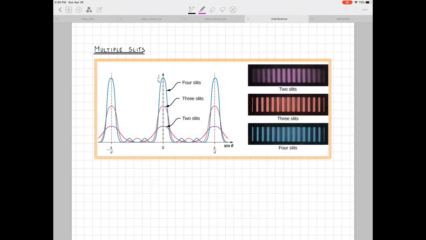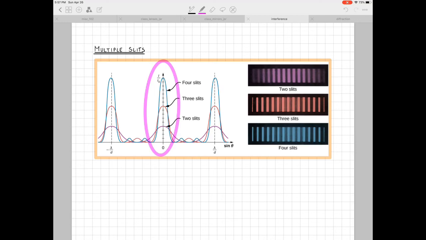The last thing to mention is if we have more than two slits, if we have 3, 4, etc., what ends up happening? Notice in this picture, I've got 2, 3, and 4 slit examples. So this is light being shown through 2 slits, 3 slits, and 4 slits. You'll notice that as the number of slits goes up, I go from purple to red to blue. Just focus on this central peak. Notice that the red peak is narrower than the violet peak, and it's a higher peak. And the blue peak is even higher and even narrower.